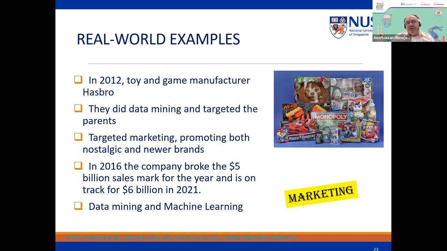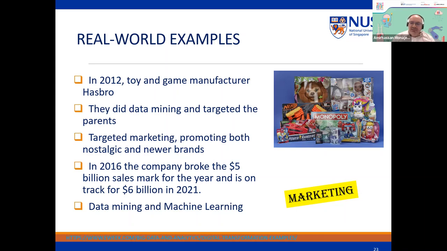In 2016, 4 years after that, the company broke the 5 billion sales limit, sales plan, for that year, and is on track for 6 billion. Actually, in 2021, they reached 6 billion according to their plan. $6 billion, and they managed to achieve their goals just by targeted marketing. One of them is using nostalgic toys and games to encourage parents to buy for their kids.